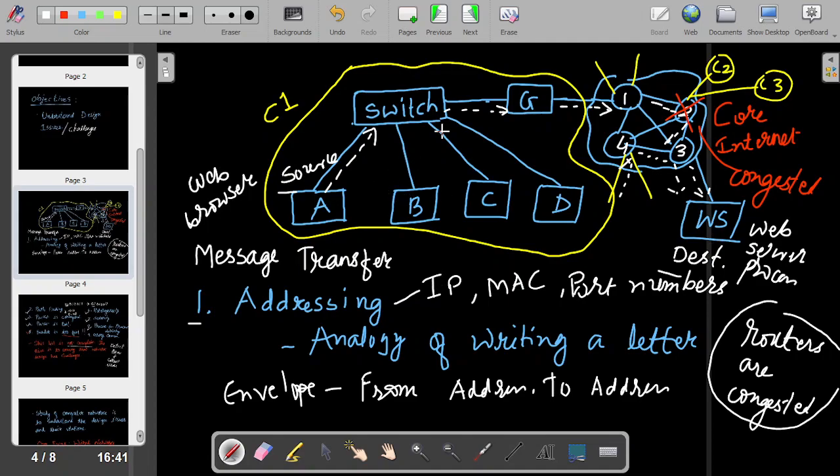So using routers, your request message may reach the web server machine, but how would the operating system of the web server machine know that the message is for the web server process only?